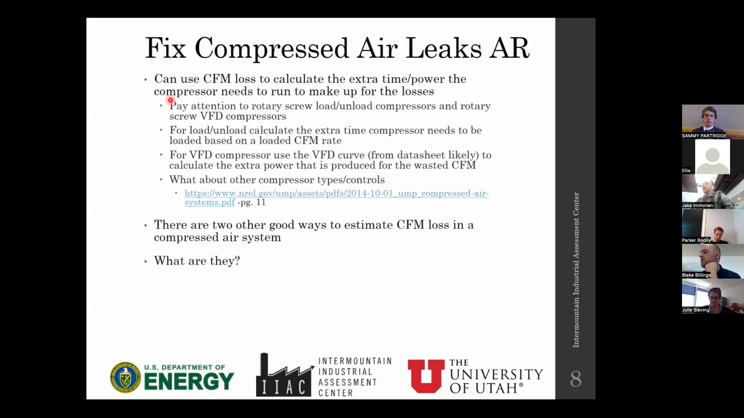And then there's also all sorts of other compressor types and control configurations. So this NREL document on page 11 has a good formula that uses a compressed air type factor in the formula. So if you have a specific type of compressor, you can use this factor as well as the CFM that you calculated from the air leak audit to then calculate your energy savings.